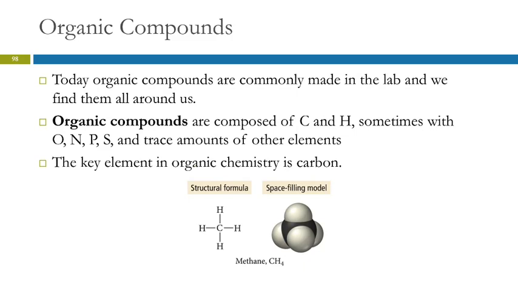Here's a structural formula for methane and a space-filling model. Methane contains carbon and hydrogen. It is an organic compound. Here we see that carbon likes to form 4 bonds. And we'll study why that is later. For now, just know carbon wants to have 4 bonds.